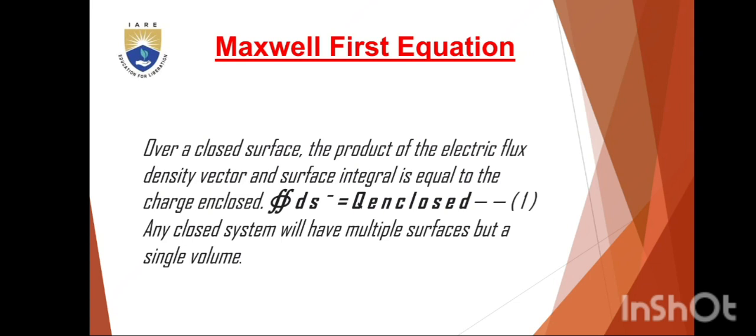Now, Maxwell's first equation. Over a closed surface, the product of the electric flux density vector and surface integral is equal to the charge enclosed. ∮D·dS = Q enclosed. It is equation 1. Any closed system will have multiple surfaces but a single volume.